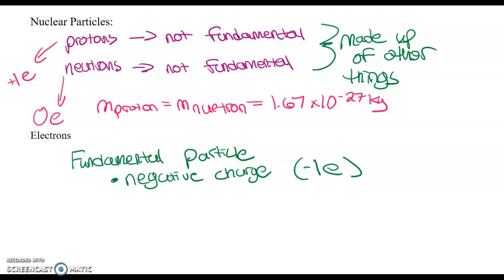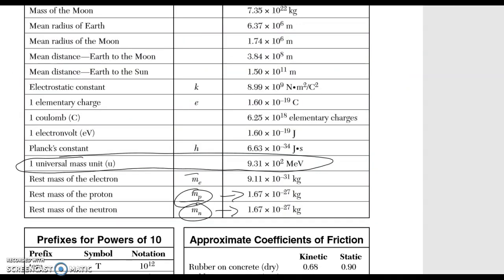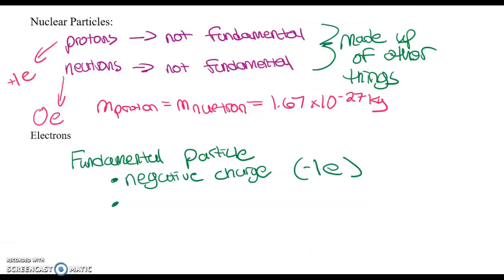And it's going to have a mass that we can pull from our reference tables as well. So the mass of an electron is 9.11 times 10 to the minus 31 kilograms. So that's 9.11 times 10 to the minus 31 kilograms tells us the mass of an electron.